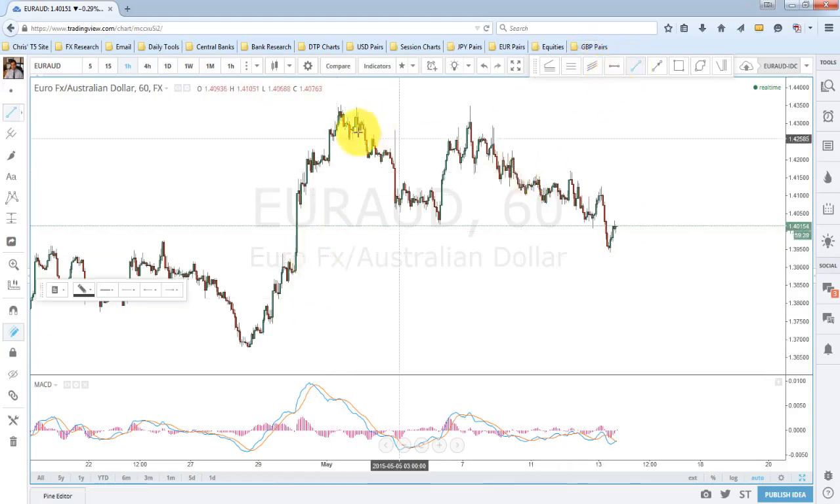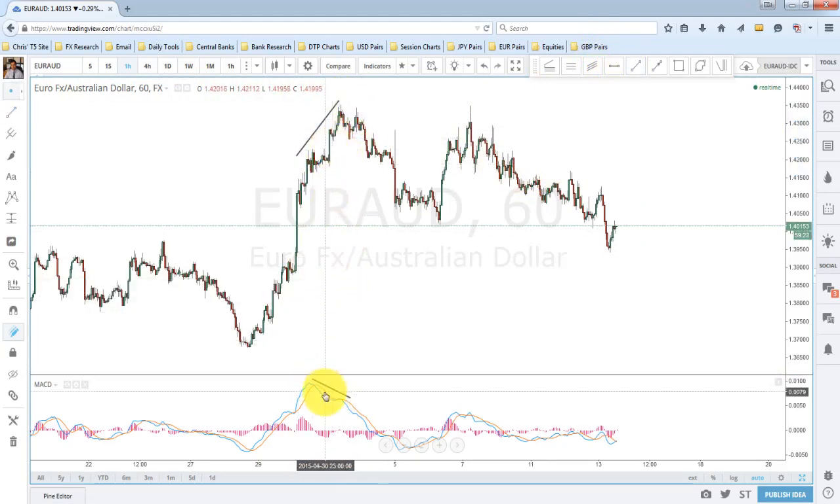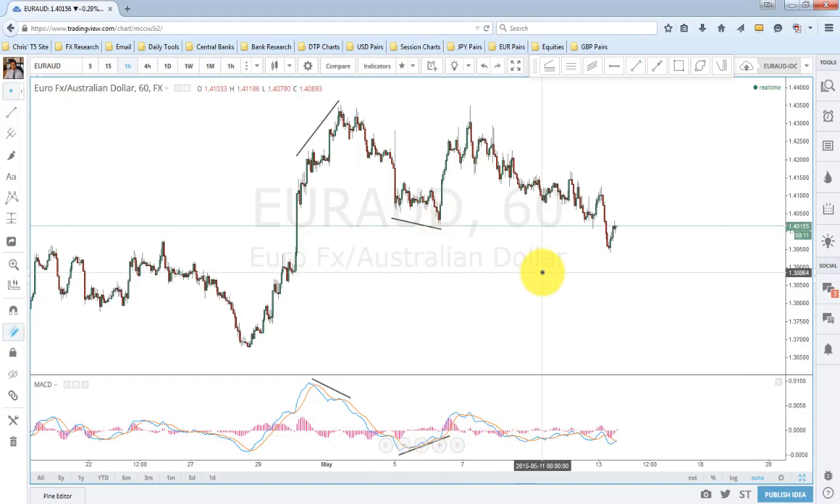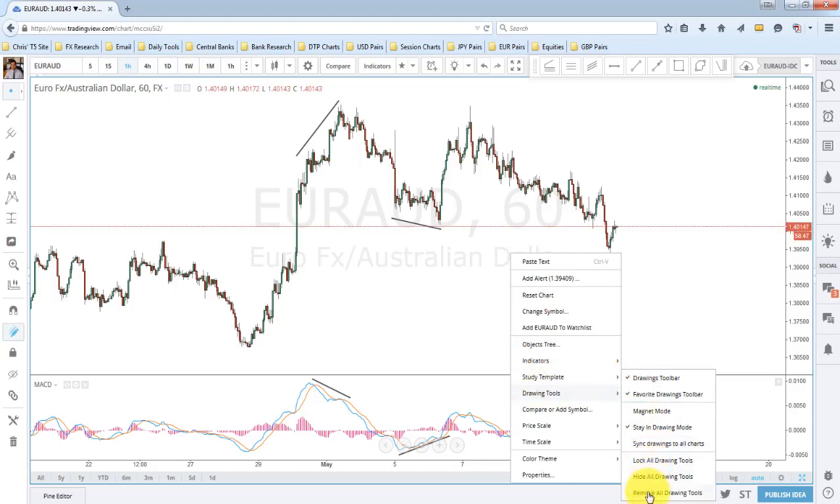Now we have our tool to look for our divergence. For example, we have price moving higher, MACD cycling lower. Okay, so there we see a negative divergence. Right here, we see price moving lower, MACD cycling higher. Okay, we have a bullish divergence. So now we are able to spot divergences. Now we need the other tools.